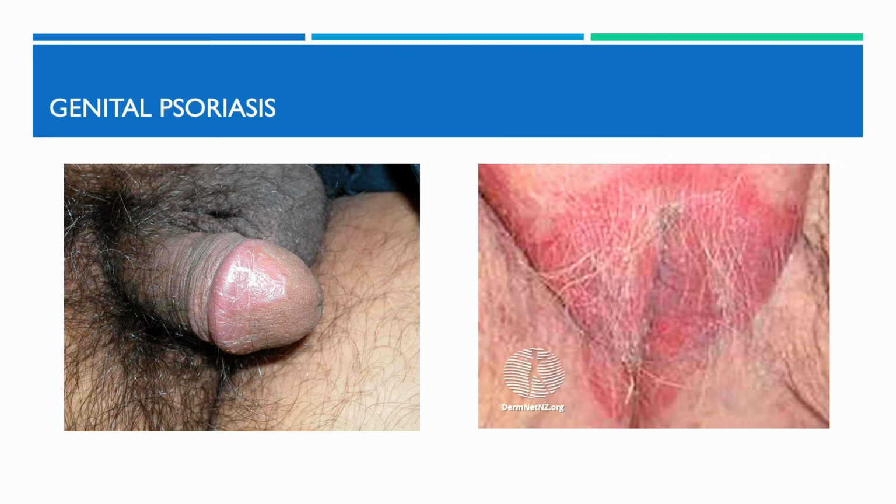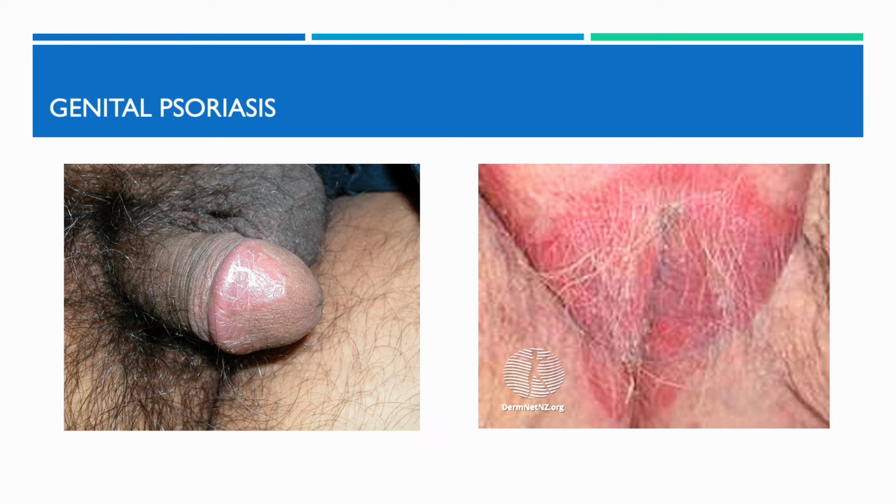Flexural psoriasis. One particular variant of flexural psoriasis is genital psoriasis. So there you can see on the penis a very well demarcated scaly patch of psoriasis on the glans. So psoriasis can occur on the shaft and on the glans in men, and obviously it can occur in the perigenital areas, perianally, and in the groins.